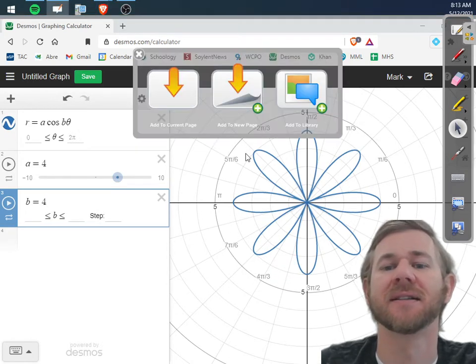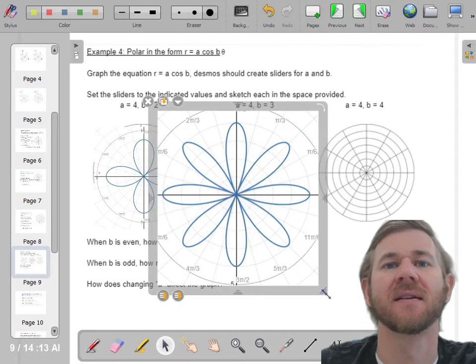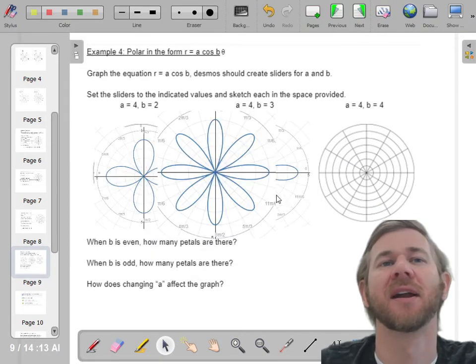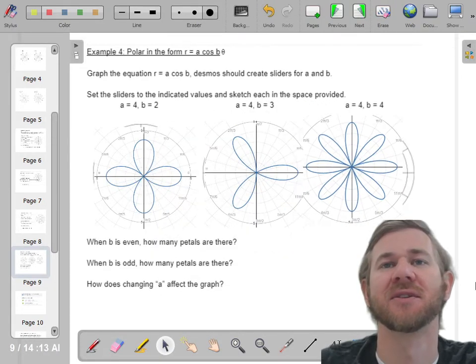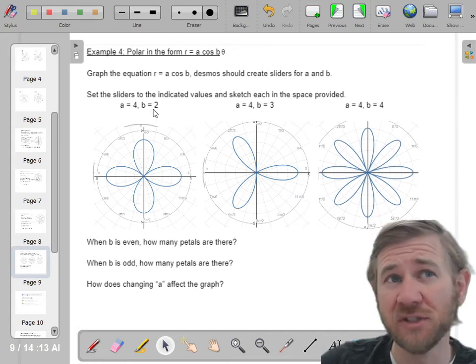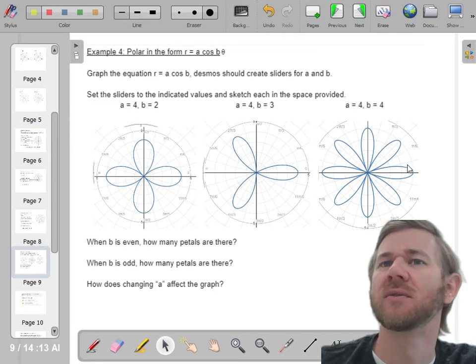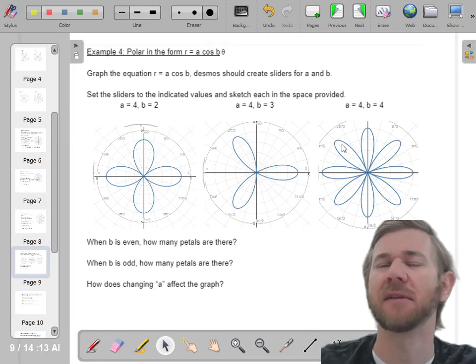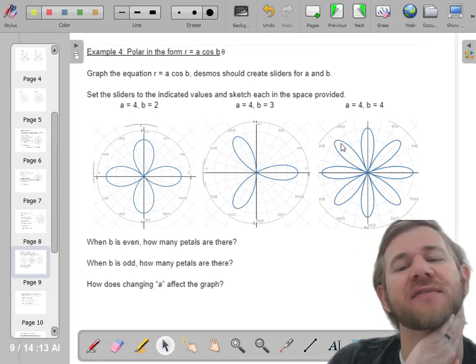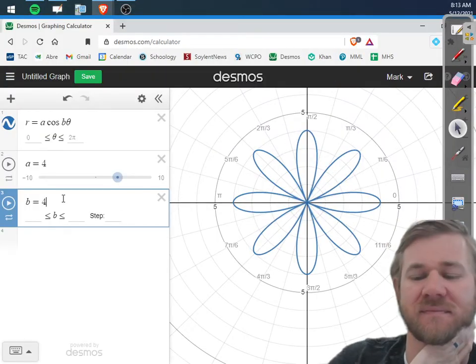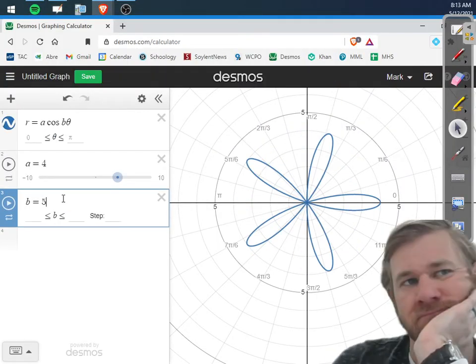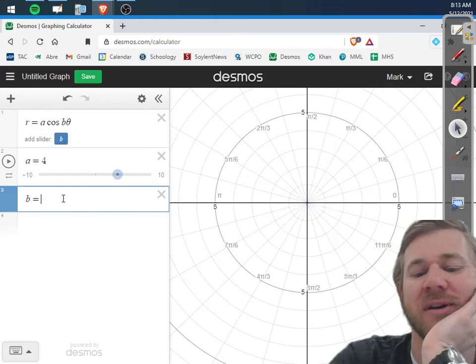Okay, I got you. All right, I bet I can generalize this. So check this out. B is 2, there's 4 petals. B is 3, there's 3 petals. B is 4, there's 1, 2, 3, 4, 5, 6, 7, 8 petals. If b is 5, I bet there's 5 petals. And if b is 6, I bet there's 12 petals.